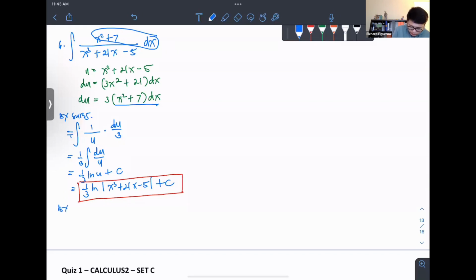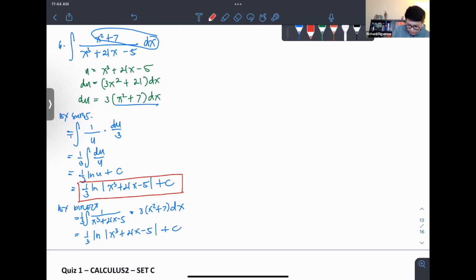So by direct method, we have 1 all over x cubed plus 21x minus 5. Its derivative is 3 times x squared plus 7 dx. So comparing it with the original, we are in excess of 3, so we'll have 1/3 there. Our final answer then would be 1/3 ln of x cubed plus 21x minus 5 plus c. That is number 6.